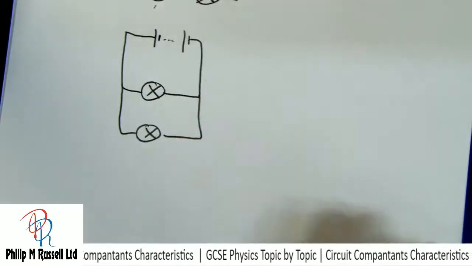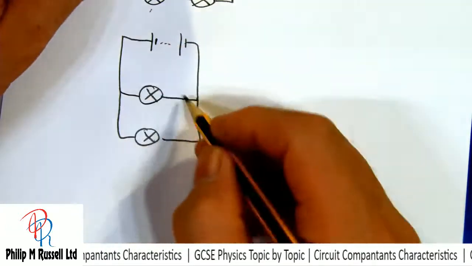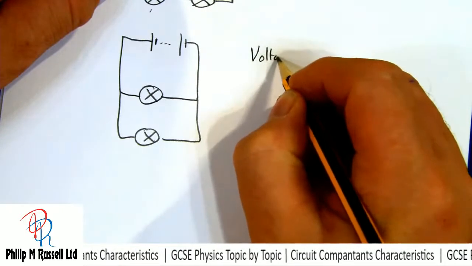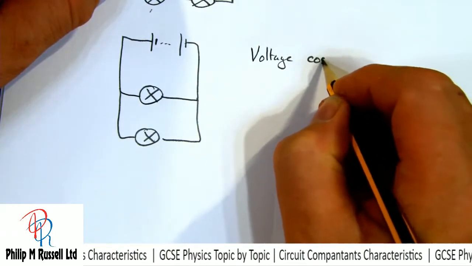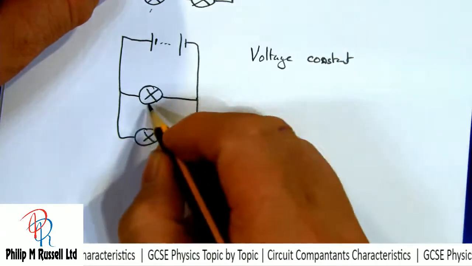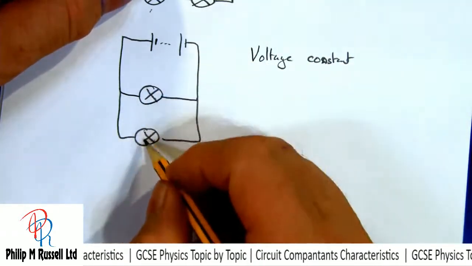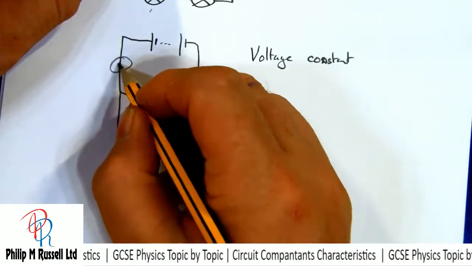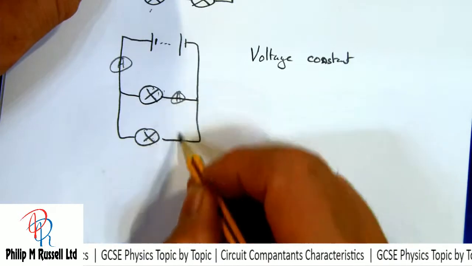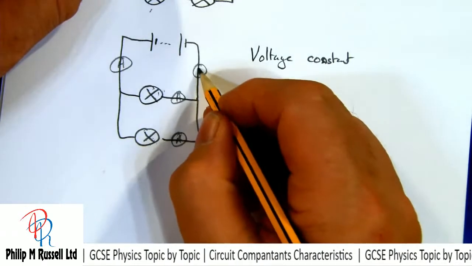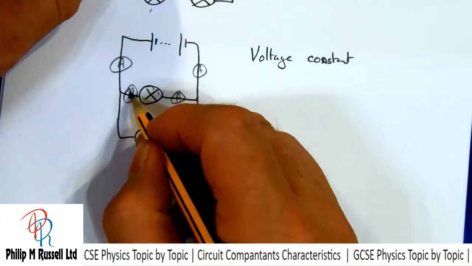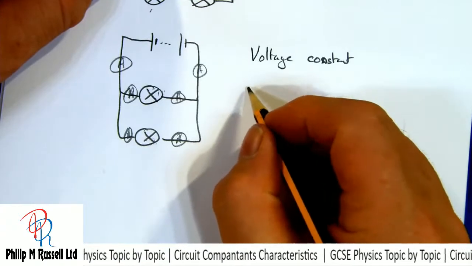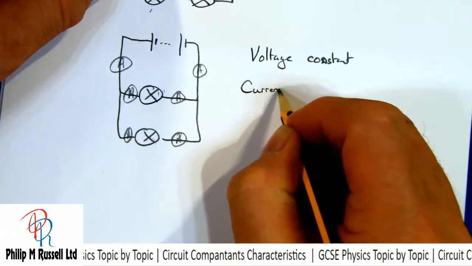So in this circuit here, the voltage was constant. But both bulbs lit up the same brightness. But I put the ammeter at different positions. In fact, we put it before the bulb and after the bulb. And we found here that the current split.